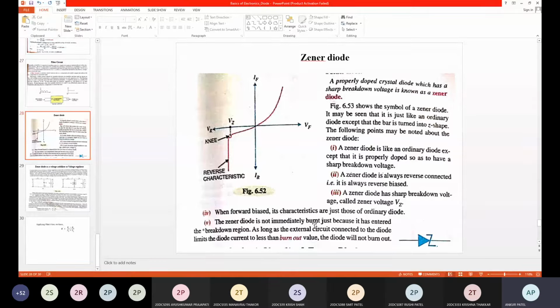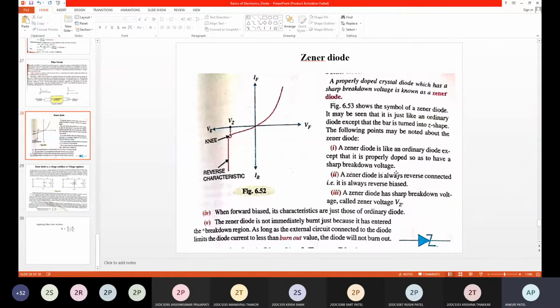The Zener diode is not immediately burned. Generally, in a PN junction diode, what happens in the reverse characteristics when the breakdown point occurs? There is a permanent breakdown of the PN junction diode, so the diode will be damaged or burn in the breakdown region. Whereas in a Zener diode, this will not happen, because when it enters the breakdown region, the external circuit or external resistance connected to the diode limits the diode current to less than the burnout value. So the diode will not burn out compared to a PN junction diode.